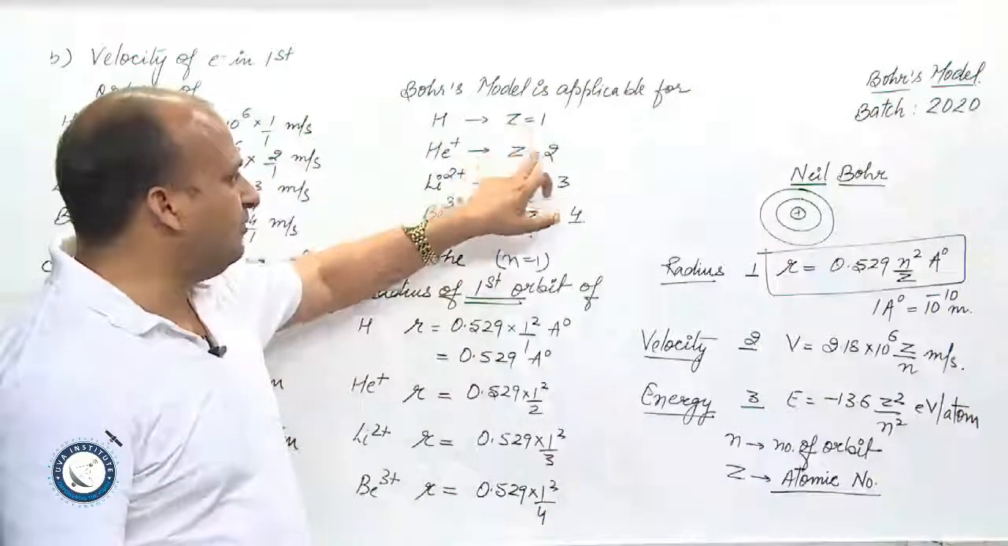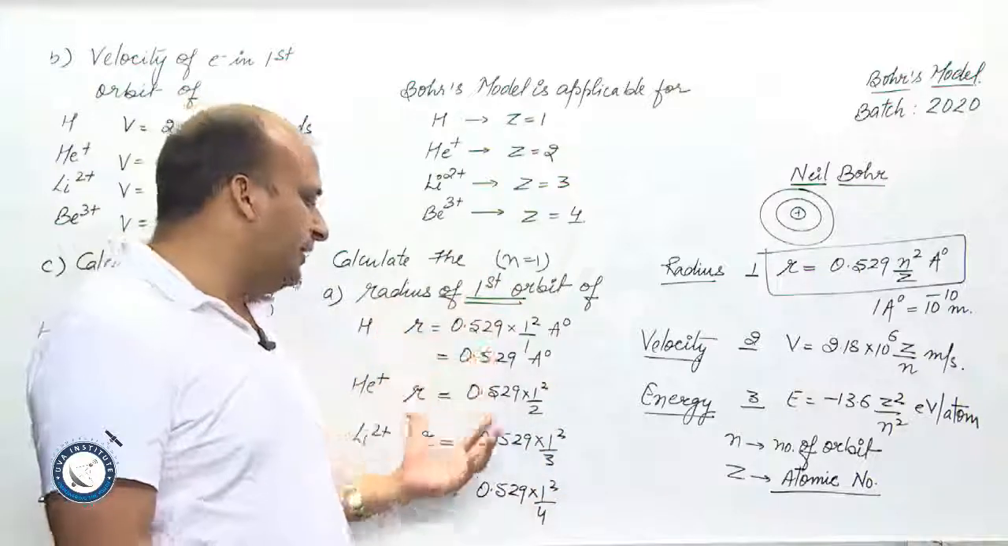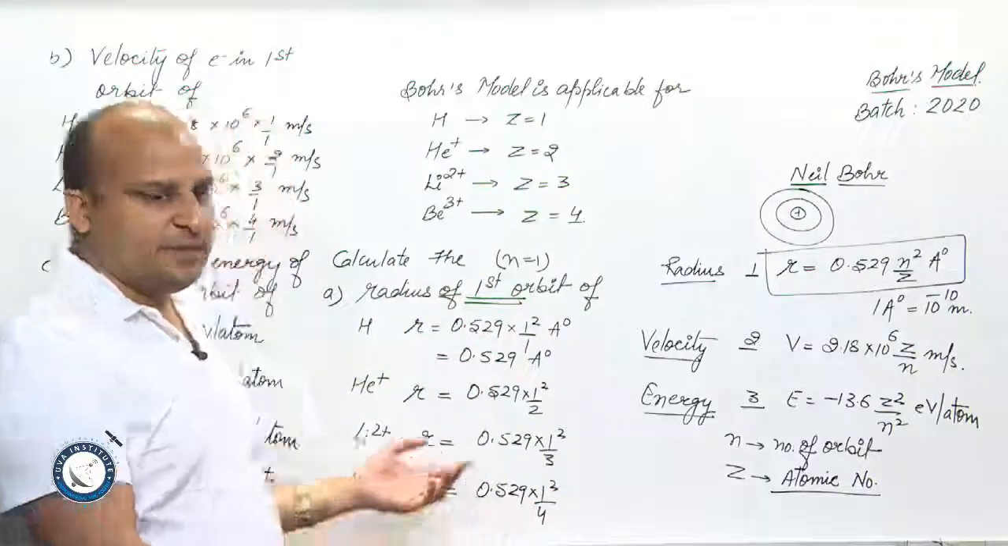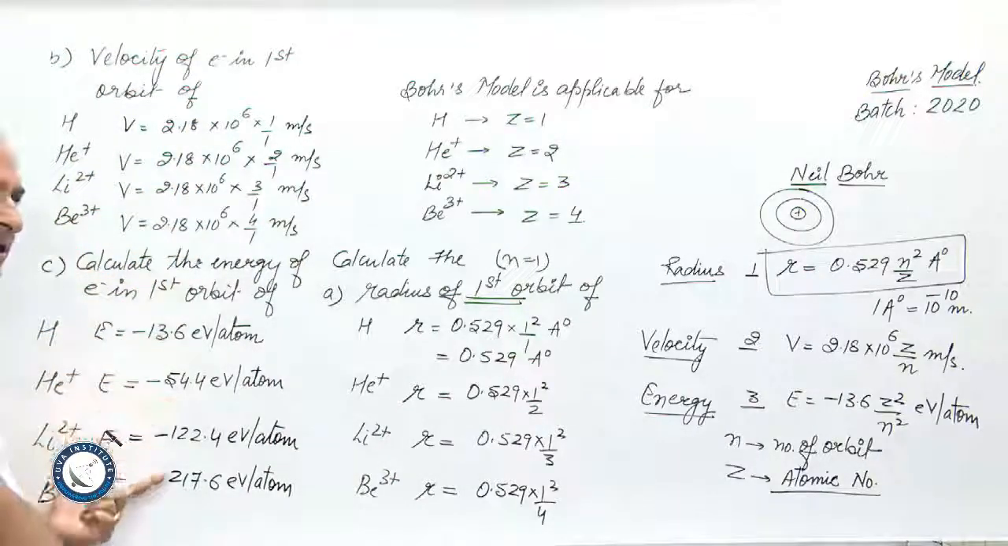So what inference are we drawing from this particular part? See what is happening, the atomic number is increasing. So what happens to the radius when the atomic number increases? What happens to the velocity when the atomic number increases? And what happens to the energy when the atomic number is increased? Tell me, what is the inference you guys can draw from it? Tell me.